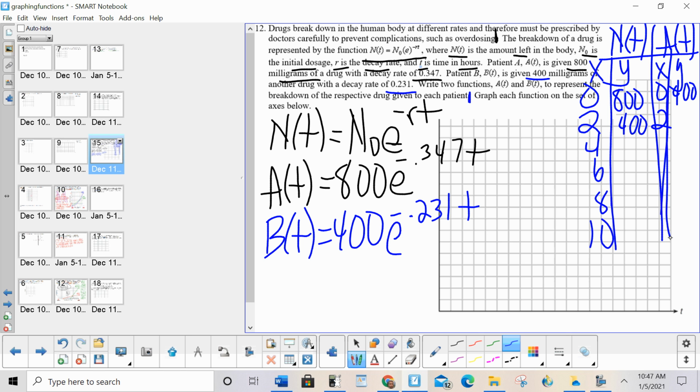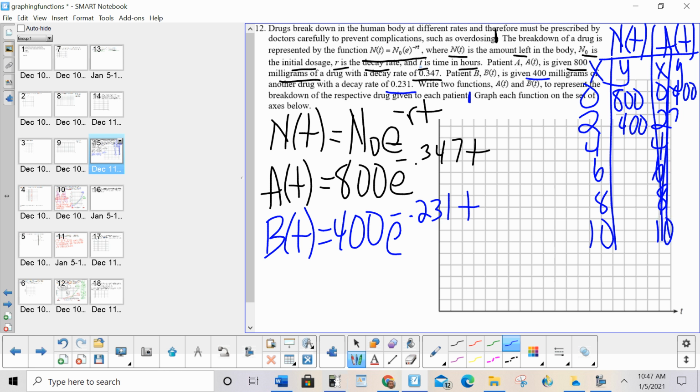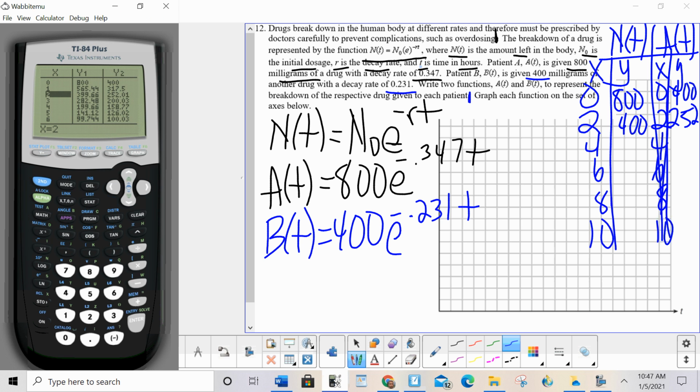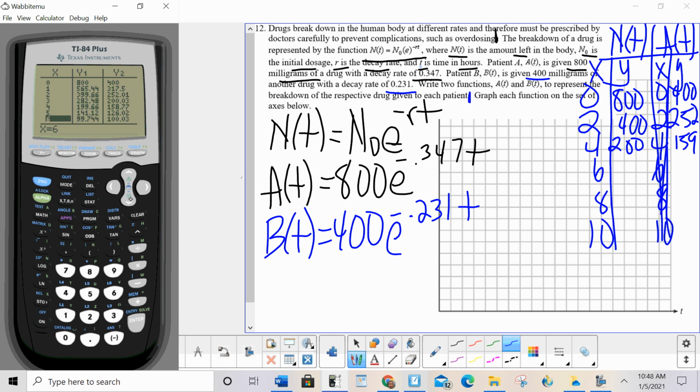So 2 is going to be 400 and 252. And 4 is going to be 200 and 159. And 6 is going to be 100 and 100.